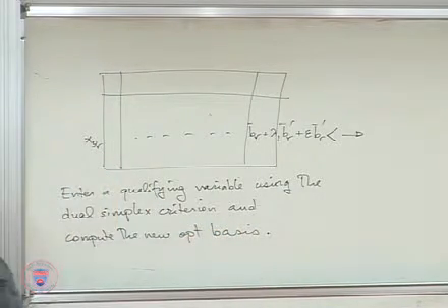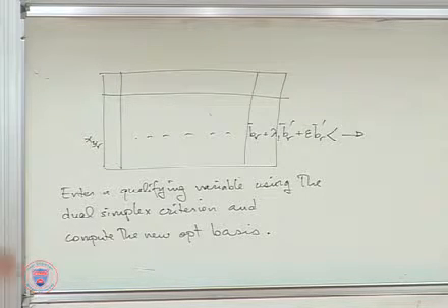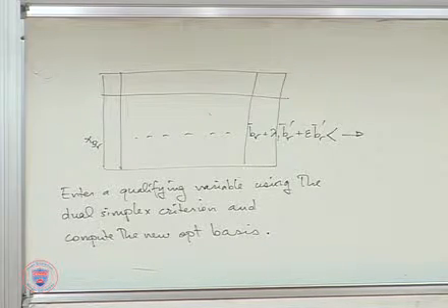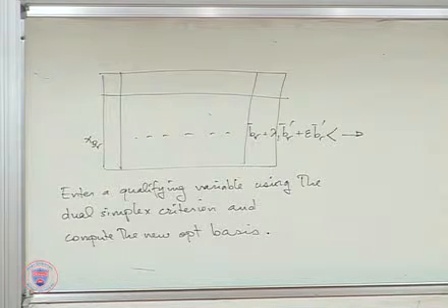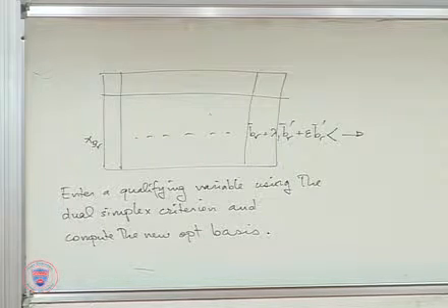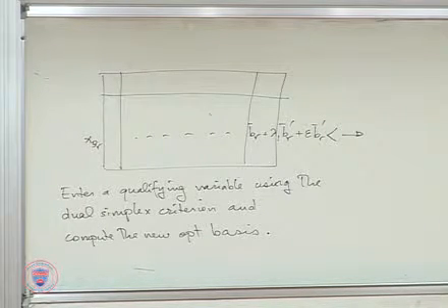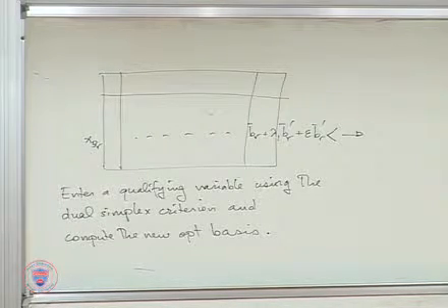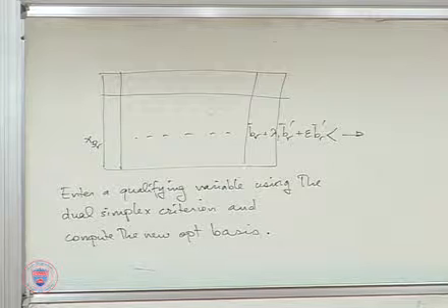Then you compute your new optimum basis. It doesn't have to be in the immediately next iteration. It may take more than one iteration. Why? Again, no answers. That's okay. Why? Anybody?